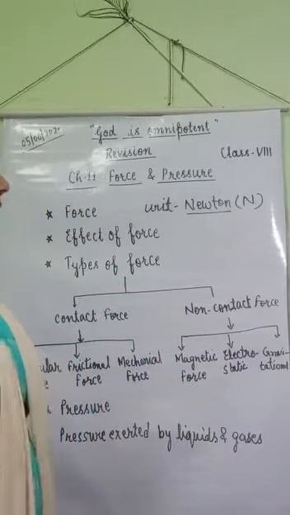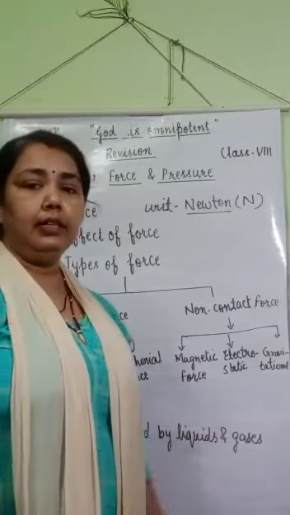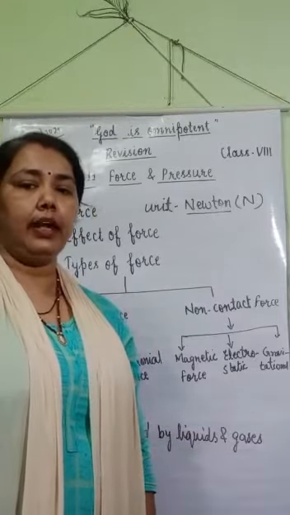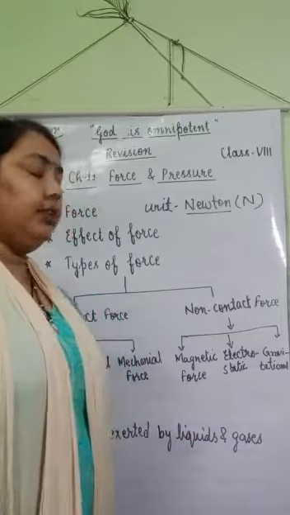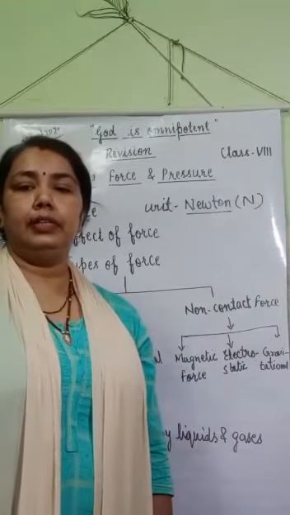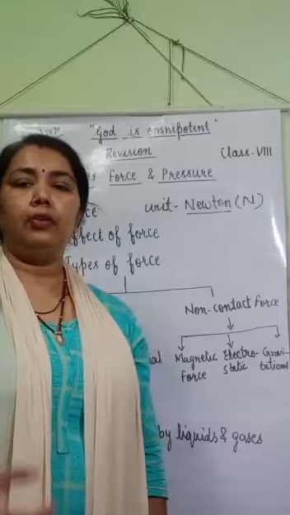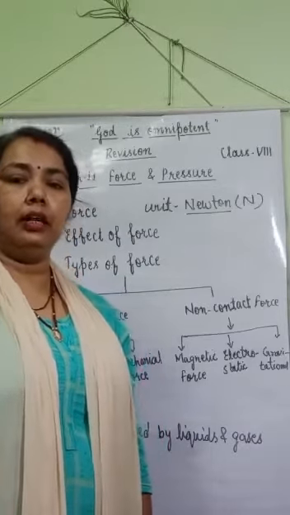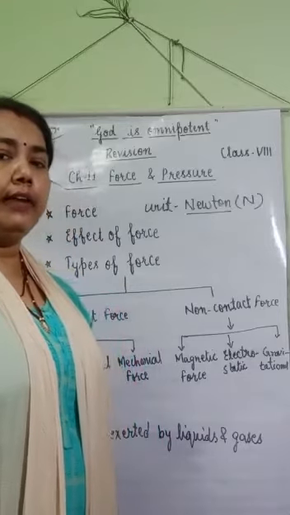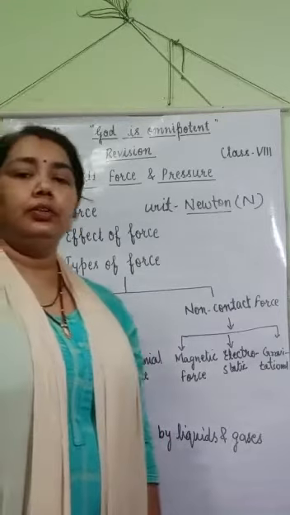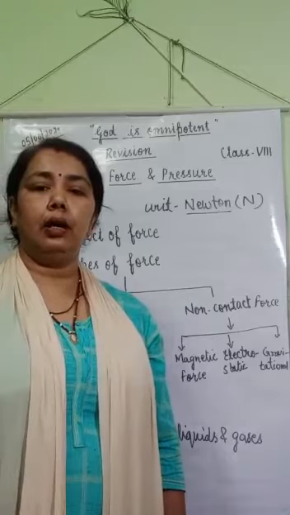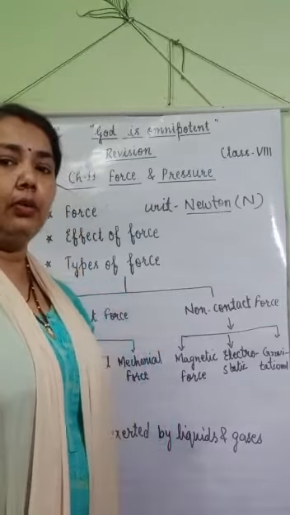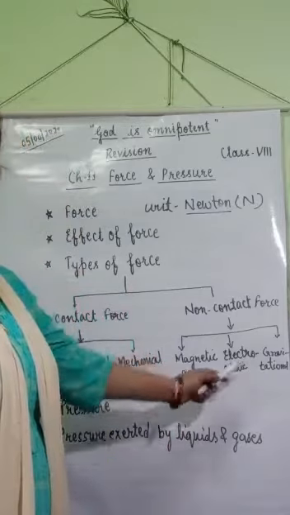Gravitational force: when the earth pulls anything towards itself, it is gravitational force. You have seen when fruits and leaves drop from the tree, they fall on the ground. It is due to the gravitational force. When you throw any object upwards, it comes back towards the ground. So it is due to the gravitational force.